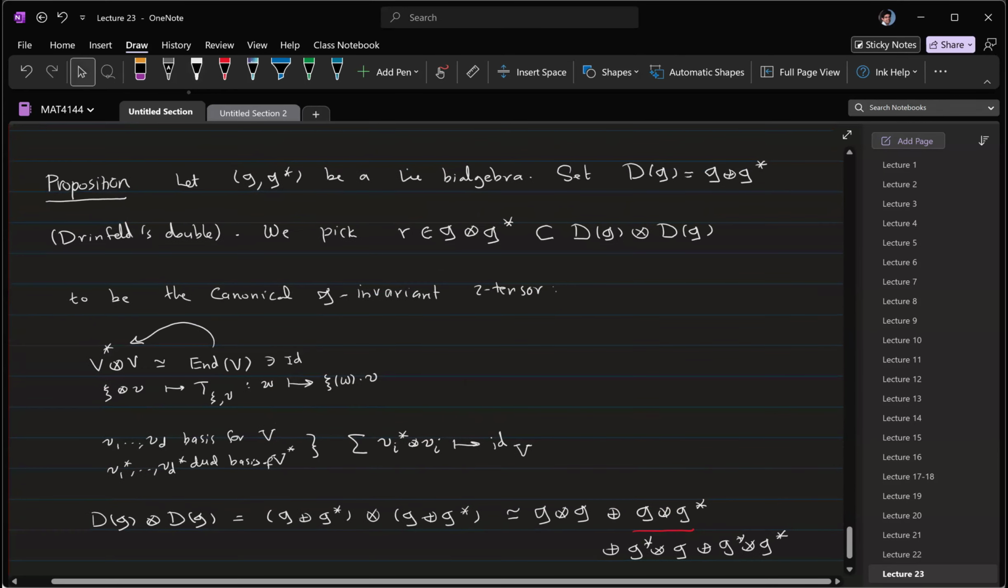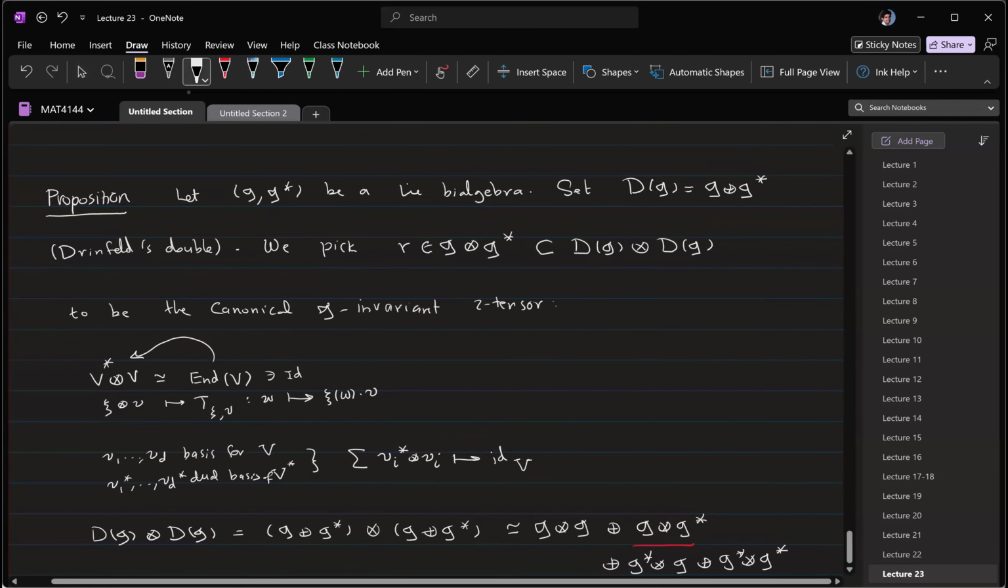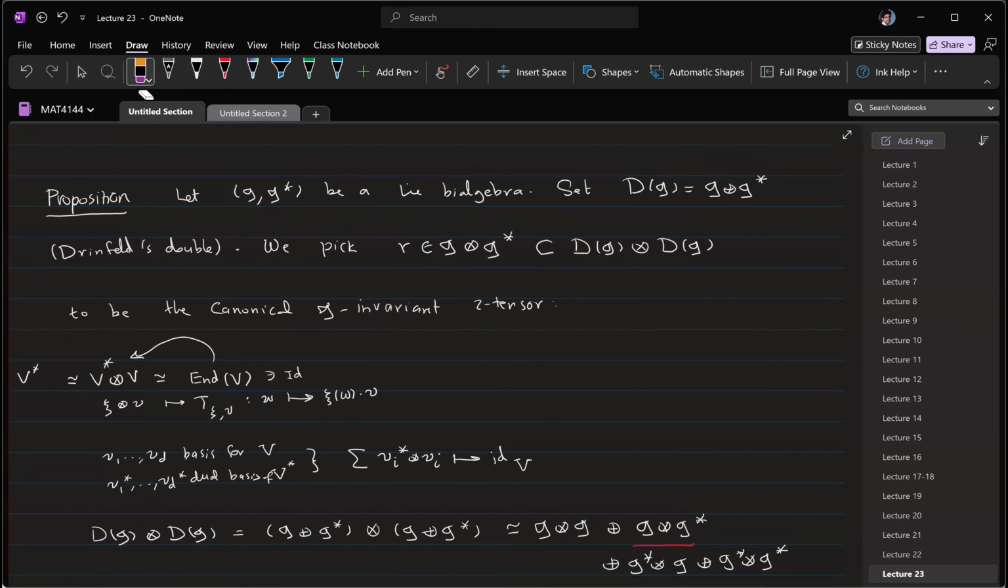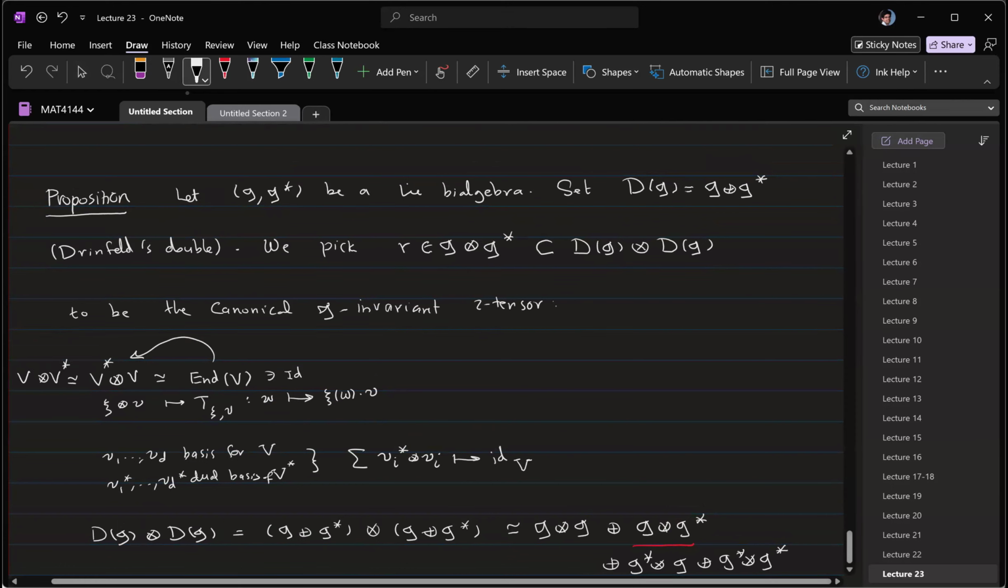Now this time this G is the vector space V. Well, the role of V and V star is interchangeable. I could also use this isomorphism. I could just say V star tensor V. It doesn't really matter. Okay, just flip the factors.